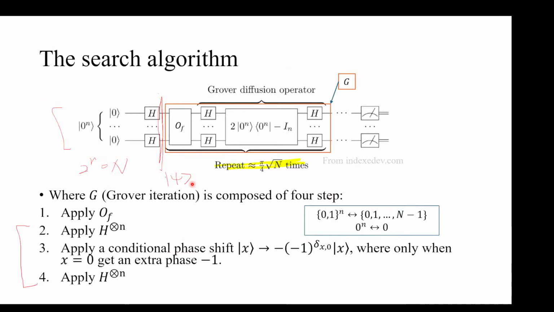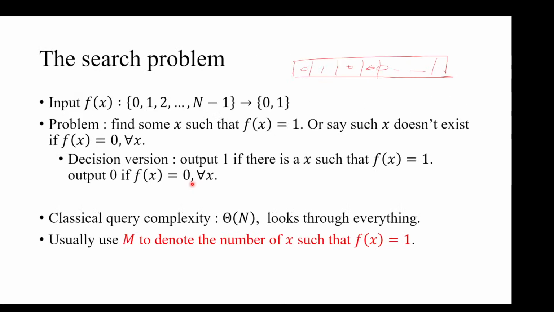So Grover's algorithm is the algorithm used to solve the search problem. If you have big N items, each either 0 or 1, the problem is to find any x. We think of x as the index to those numbers. So x is something from 0 to N minus 1, and we want to find an x such that f of x equals 1, or if there is no such x, say it doesn't exist.